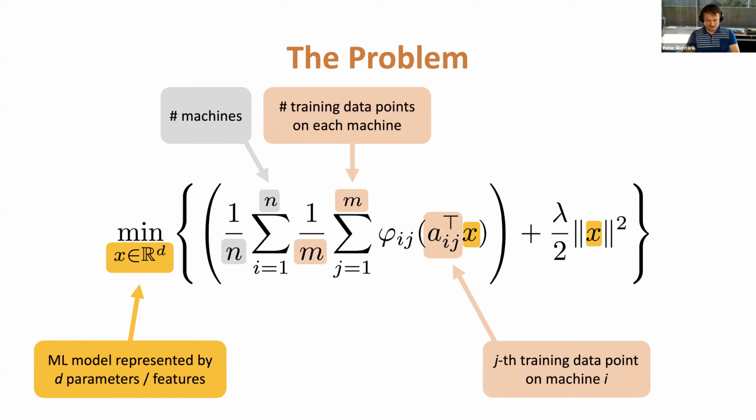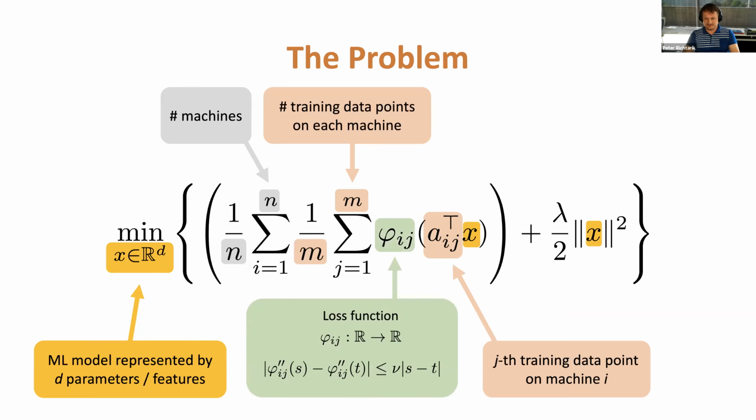Now you may wonder, why do we not allow each machine to contain a different number of data points? This is just for simplicity of notation. There's really nothing critical about this. So in the paper and this talk, I'll just assume it's the same number of data points on each machine for simplicity. And then we have these loss functions phi ij on each machine and for each data point, and we apply them to this inner product between a training data point a_ij and the parameters of the model. So essentially, we have a generalized linear model that we want to train.